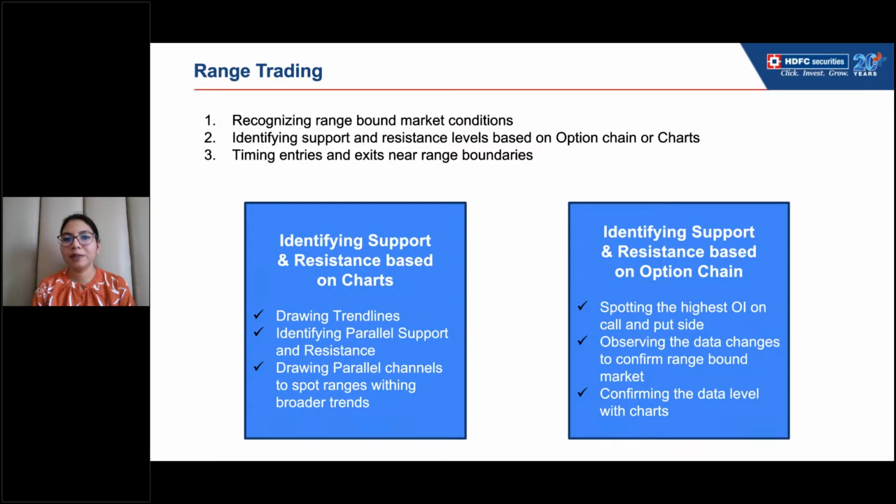आइडेंटिफाइंग सपोर्ट एंड रेजिस्टेंस बेस्ड ऑन द ऑप्शन चेन. तो सबसे पहले आपको क्या करना है कि हाईएस्ट कॉल एंड पुट का ओआई आपको स्पॉट करना है. Whenever there is a highest call OI, it is your resistance, ठीक है, you get your resistance on the call side, and whenever there is a highest put OI on your right hand side, it is your support, ठीक है. तो वो दो लाइंस या फिर वो दो लेवल्स आपको, you have to take out those two levels, and lastly you have to confirm those two levels with the chart also, ठीक है, because at the end you are going to take the entries and exits based on the charts.